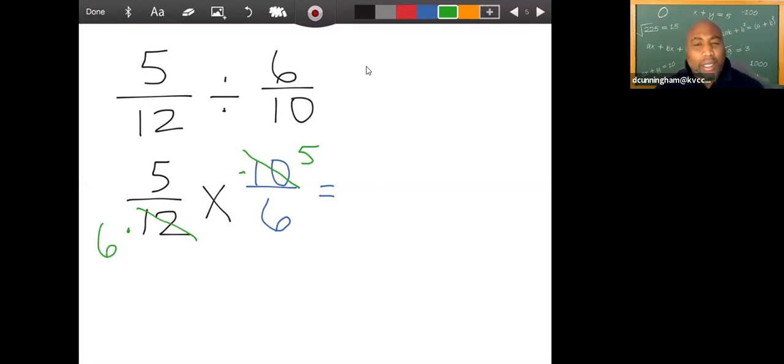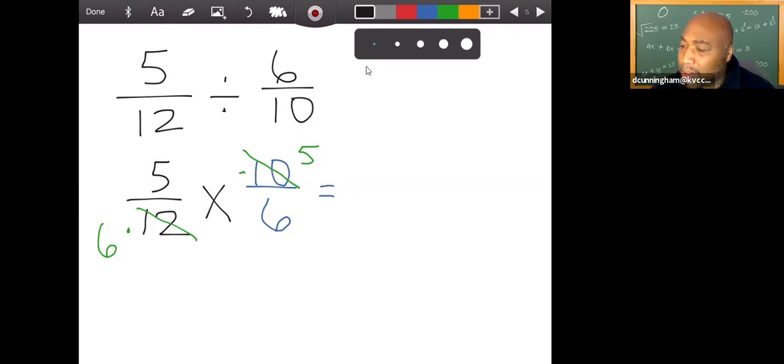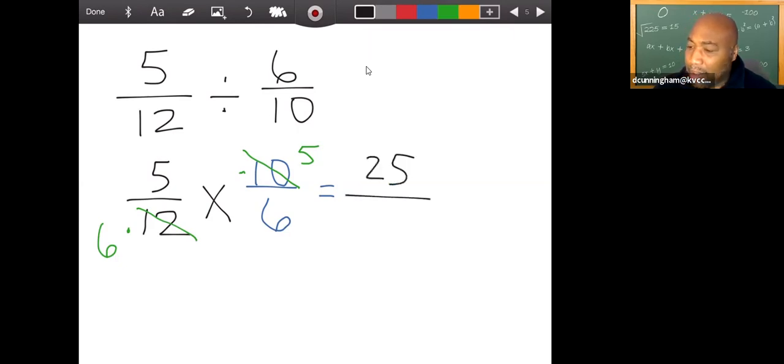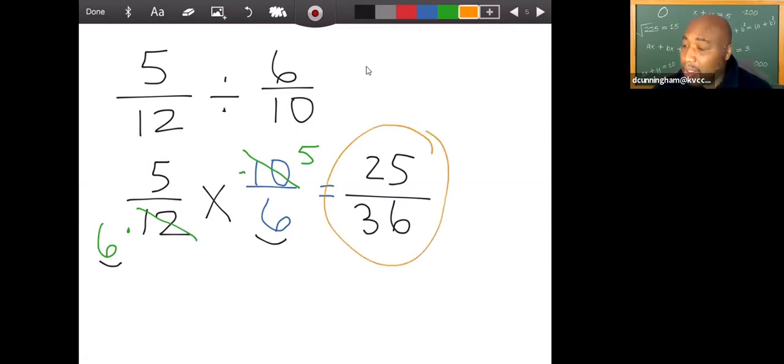Now, I did that so I could make it easier for me to multiply across. Now, I could continue to do cross cancellation, or I could stop there and just multiply and then reduce. I'm going to stop here and just multiply across. Watch this, guys. 5 times 5 is 25, and then a 6 times 6 is 36. Now, can we reduce that? If we can't, which we cannot, we just circle that. So it'll be 25 over 36 as our answer.